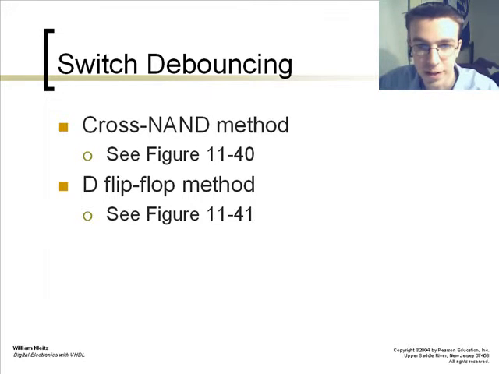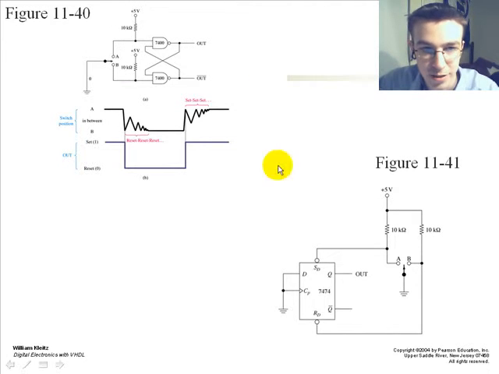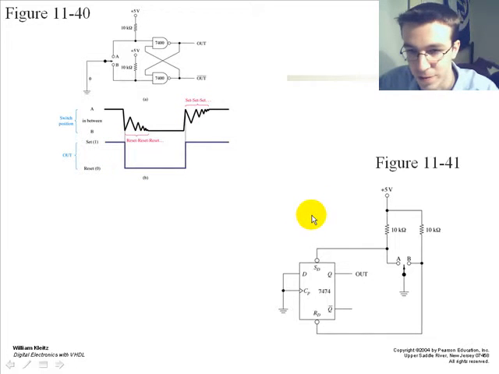We also have a cross NAND method and D flip-flop method. The cross NAND method is your two NAND gates, and the output of the first NAND gate goes into the input of the second, and the output of the second goes into the input of the first, and vice versa. This again has its jittering with the reset and the set command, but that just changes into a 0 and 1 value.